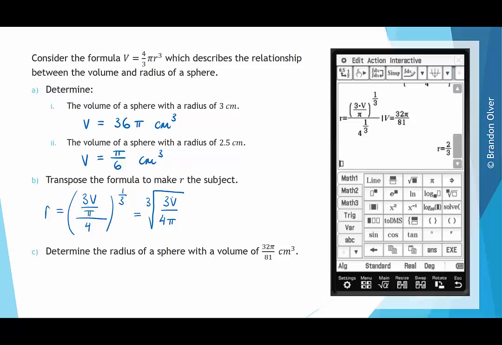Therefore, using the result we have on our CAS calculator, we can say that the radius is equal to 2 divided by 3 centimeters when the volume is 32 pi divided by 81 centimeters cubed.